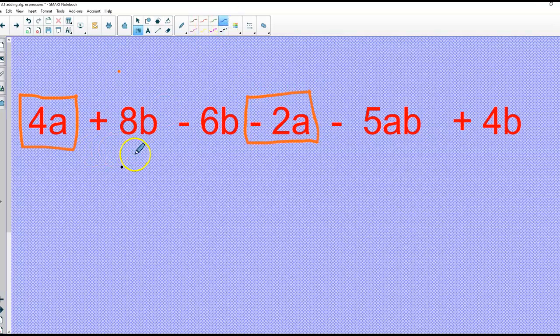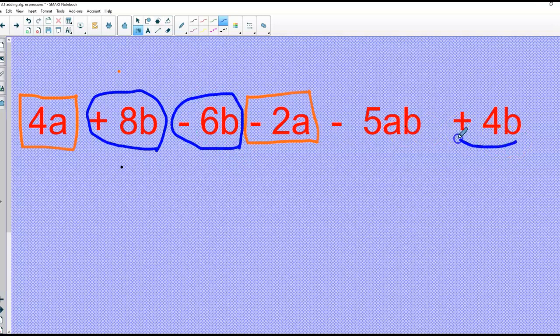Okay. Next in line, I'm looking for B's. So I'm going to circle this one, including the sign to the left. There's one right behind it, including the sign to the left. It gets circled. And there's another one at the end of our problem, so I'm going to circle that. So it looks like I have 3 like terms. You could have 2, you can have 3, you could have 4. There's no set number. Okay, in this problem, we have 3 that have B's.